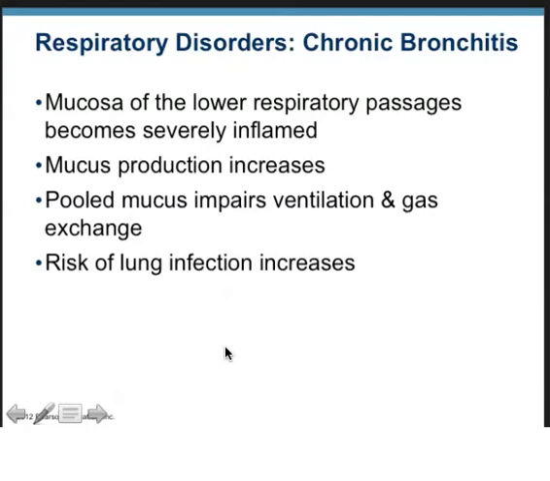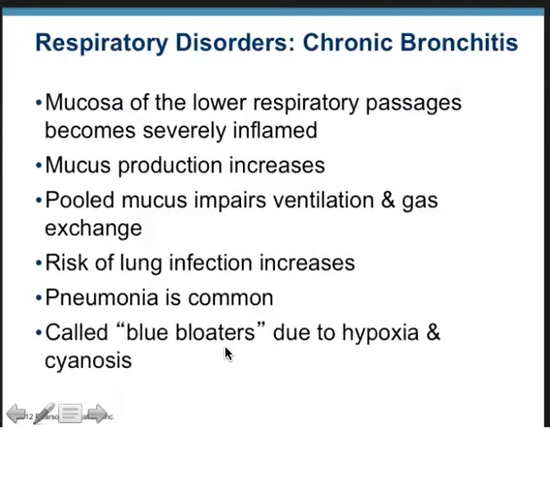Mucus serves as a fuel for the bacteria that are in the air that we breathe, and as they begin to grow, they cause the mucus to thicken, and that can inflame the lung tissue, causing it to scar and reduce its flexibility, and also the thicker mucus impedes gas exchange directly. Pneumonia is very common in these individuals, as we have fluid in the lungs due to the complications of this condition. They're often nicknamed blue bloaters because they exhibit both hypoxia and cyanosis.